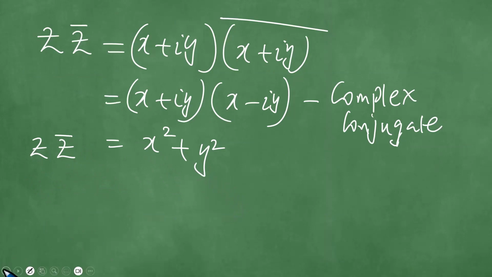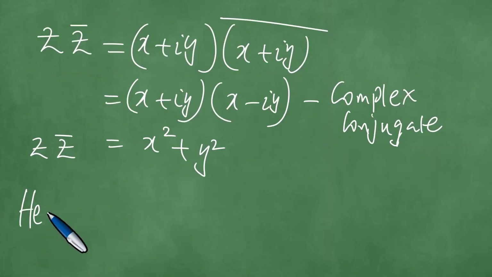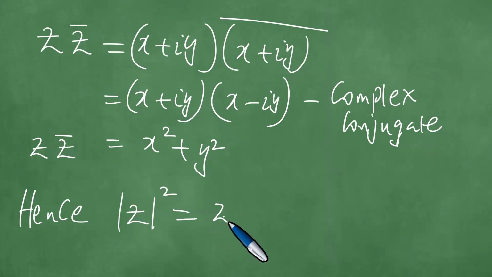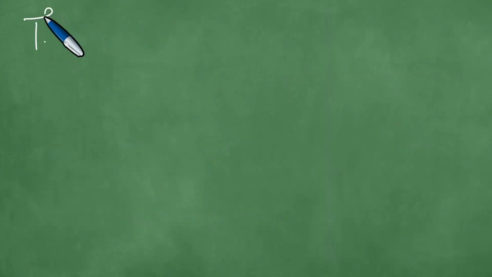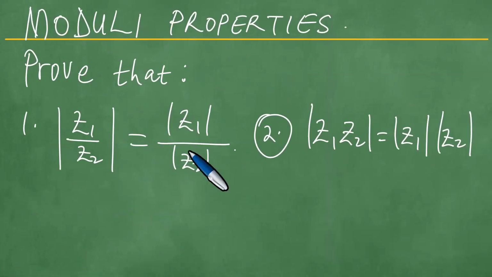Okay, but this is not new, because also the modulus of z squared is x squared plus y squared. Hence, the modulus squared is the same as this. The modulus of z squared is the same as z times the complex conjugate of z. Hence, thus. Okay, we use that to prove and to establish these very important results.